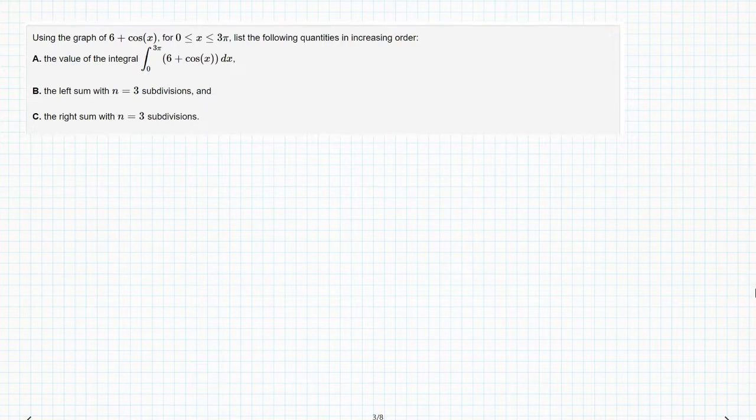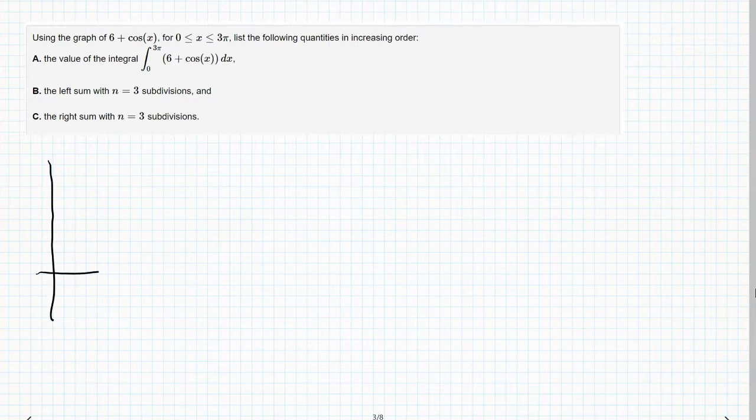So using the graph of 6 plus cosine of x for 0 less than or equal to x less than or equal to 3 pi, list the following quantities in increasing order. So first things first, let's draw this graph as best we can. Okay, so we have this graph going here. Let's say we start with 6 right here. I'm not saying this is to scale whatsoever, so we'll put 5 here and 7 here.